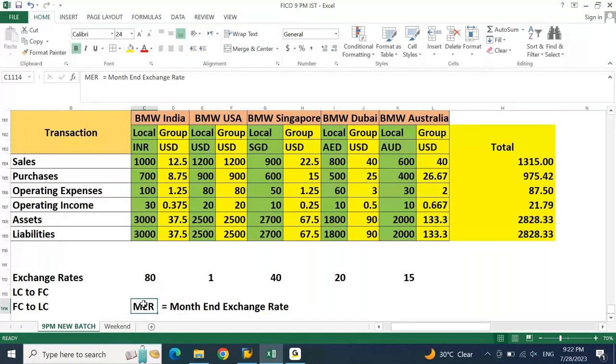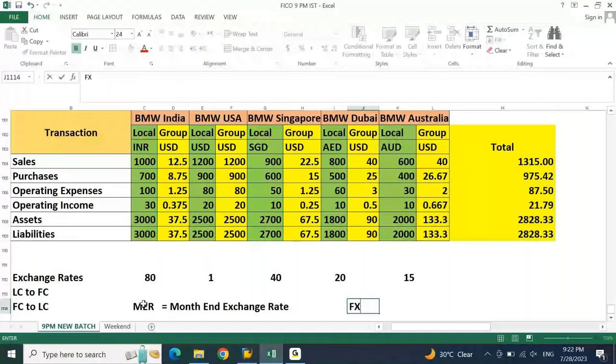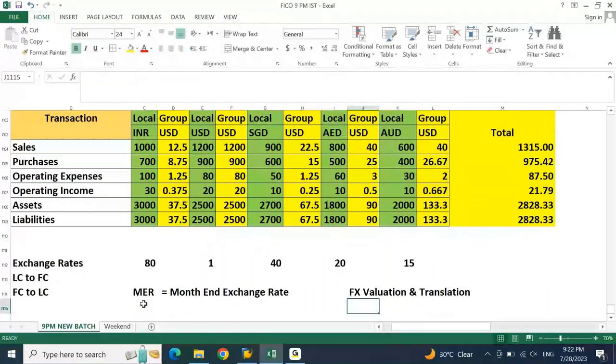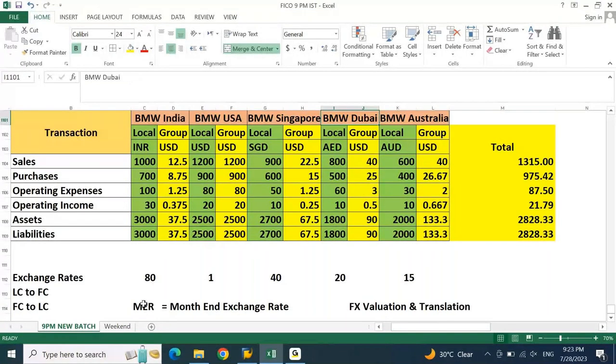And there are 2 points we will consider before you generate the financial statement: Forex valuation and Forex translation. We will perform Forex valuation and Forex translation. These are part of your month end activities. Based on this, all the numbers at the end of the month will be realigned according to the month end exchange rate.